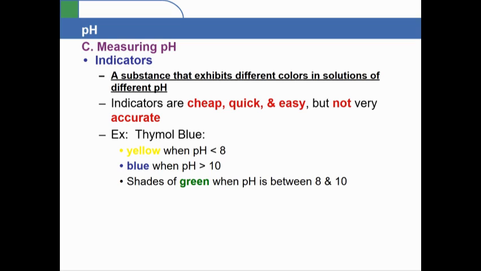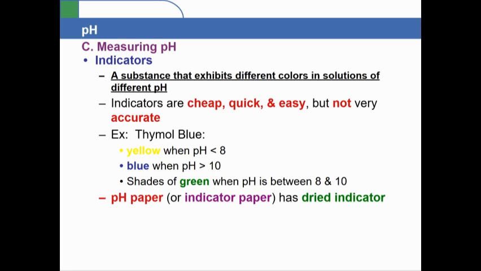But the benefit, as I said, is that they're easy to use. You just drop it in, and hey, look at the color. pH paper is actually a type of indicator. It's paper that has dried indicator on it. It actually has something called a universal indicator, which is a combination of different substances. Pure pH paper, old-fashioned types, just turns red or blue. Modern types turn different shades, and they give you a better idea of the specific pH.